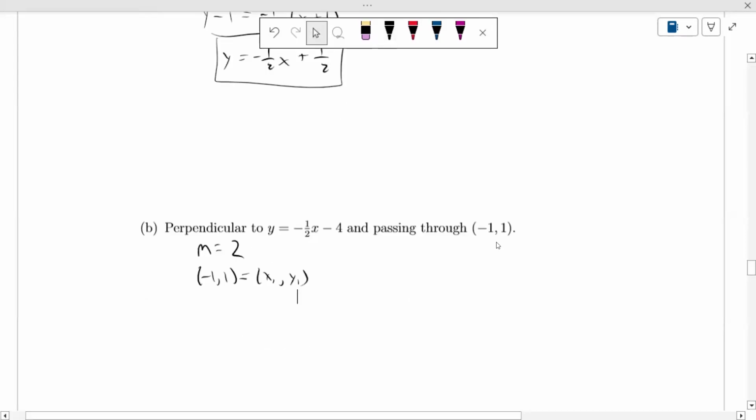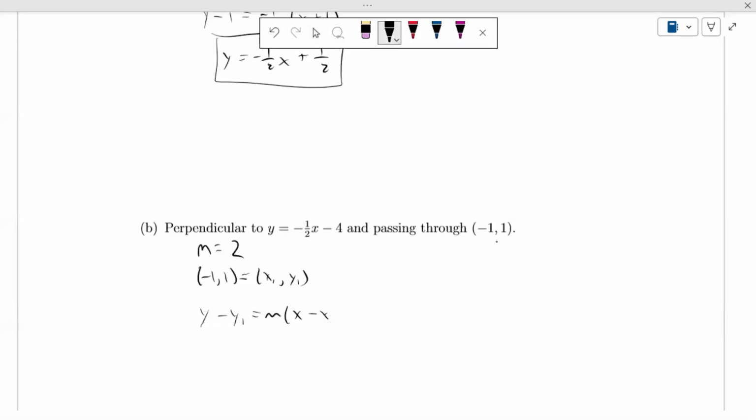So we're going to do the point slope form of the line. y minus y1 equals m times x minus x1. And just plug everything in. So y minus 1 equals 2 times x minus -1, so x plus 1. Okay. And then we'll just solve for y. y equals 2x plus 2 plus 1 is plus 3. Okay. And there we have it.